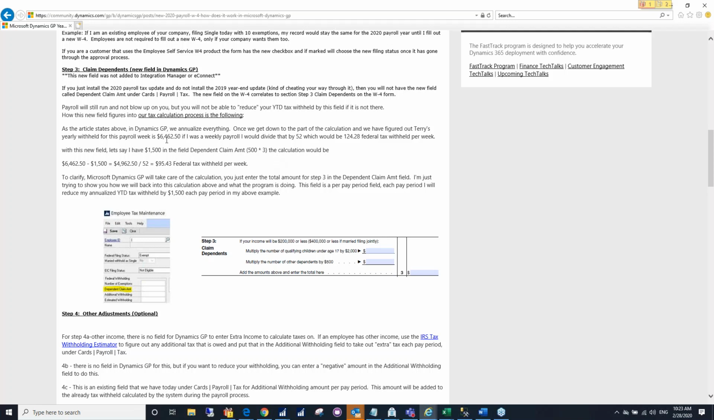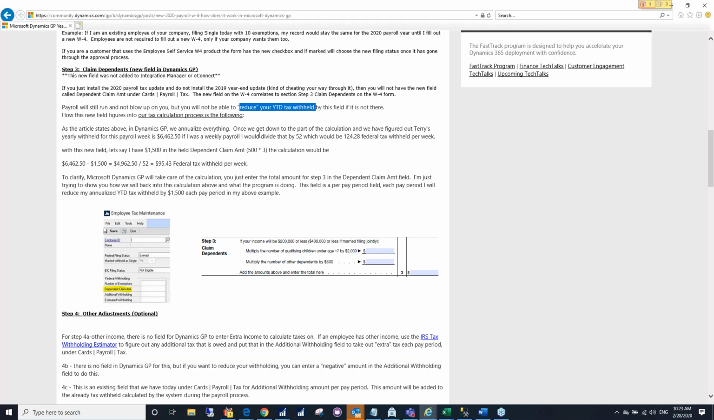So in this article, for taxes, as you know, we annualize everything. And this new field reduces your year-to-date tax withheld. Like an exemption reduces your taxable wages, this new field reduces your year-to-date tax withheld. So where does that fall in our calculation example?